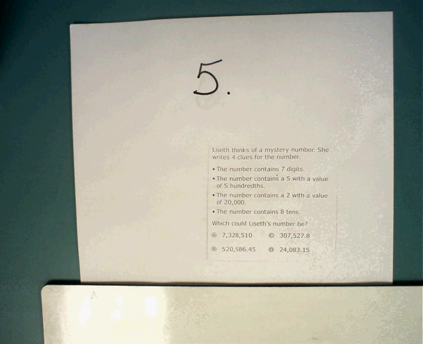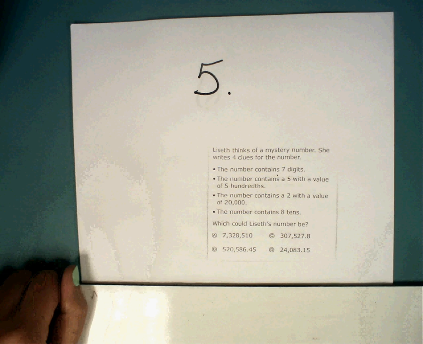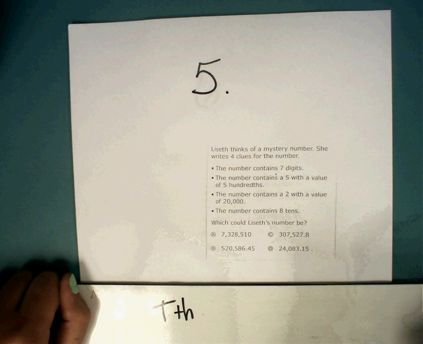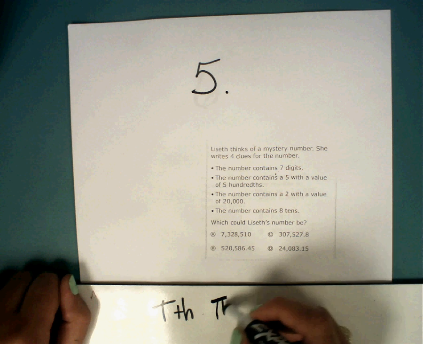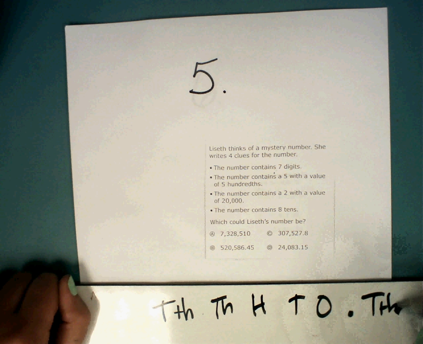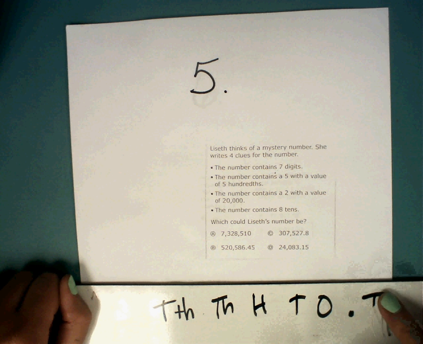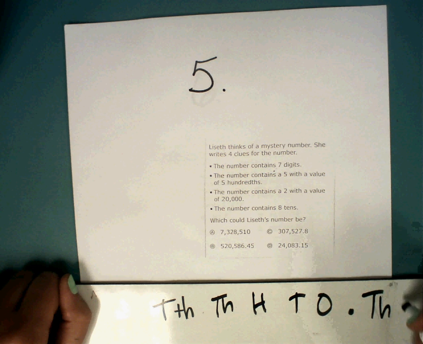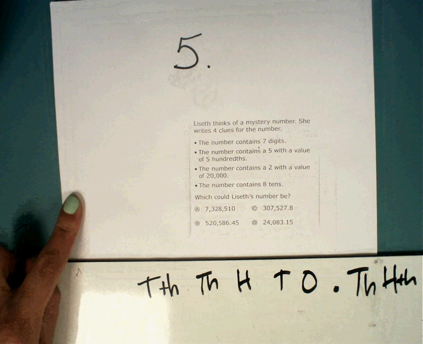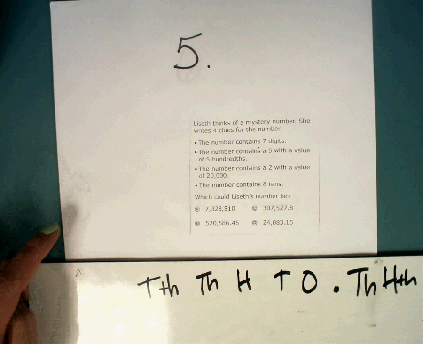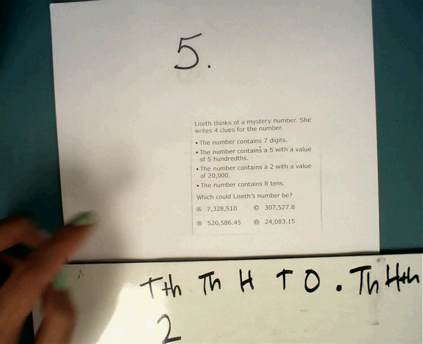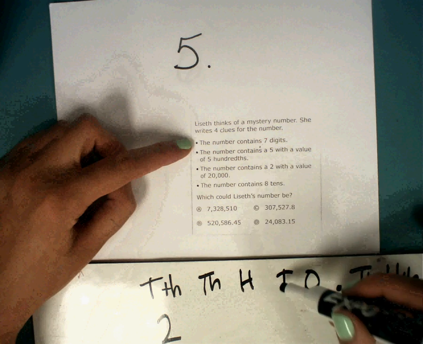Okay, so let's go ahead and make like a place value. So I see that we've got 10,000s, 10 thousands, and then we would have thousands, and then hundreds, tens, ones, tenths, and then hundredths. Okay? So I see that the number contains a 2 with the value of 20,000. That means it needs to be in the 10,000s place. Okay? And then I see that it contains 7 digits, 1, 2, 3, 4, 5, 6, 7.